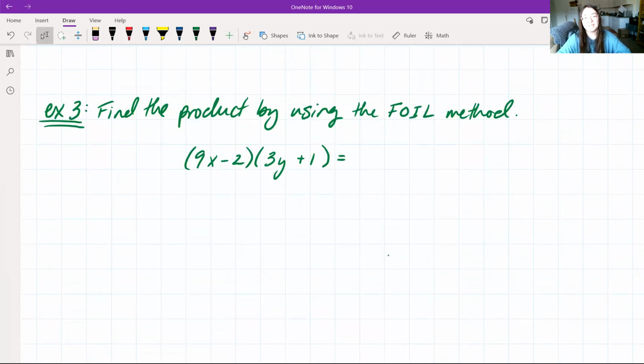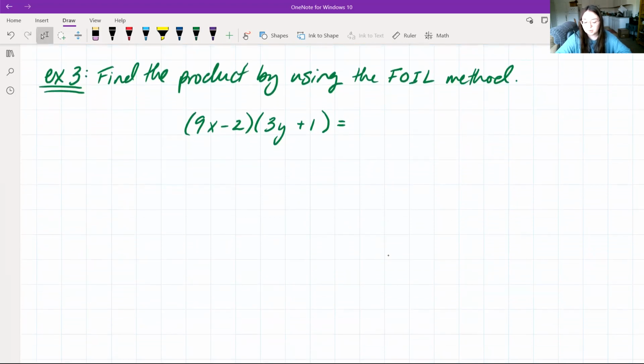So let's go ahead and put this into practice. Example 3, we're going to find the product by using the FOIL method. So we have 9x minus 2 times 3y plus 1. So in this case, we actually have variables that are different. And we're going to see how this ends up. So when we multiply these together, we have 9x minus 2, 3y plus 1.